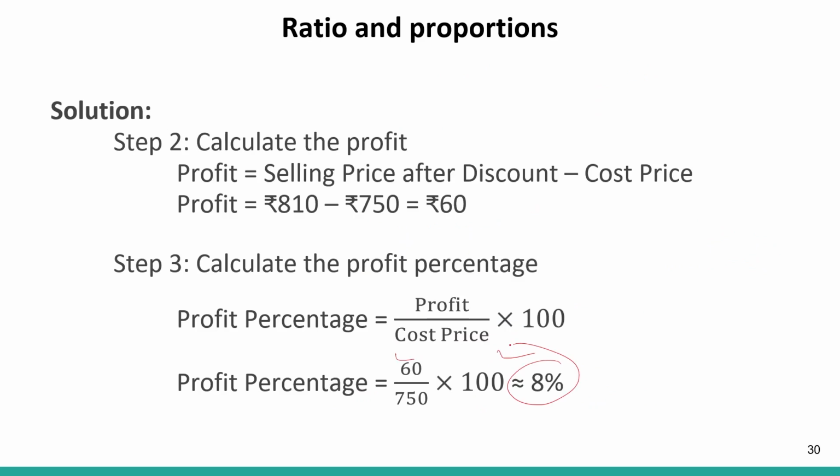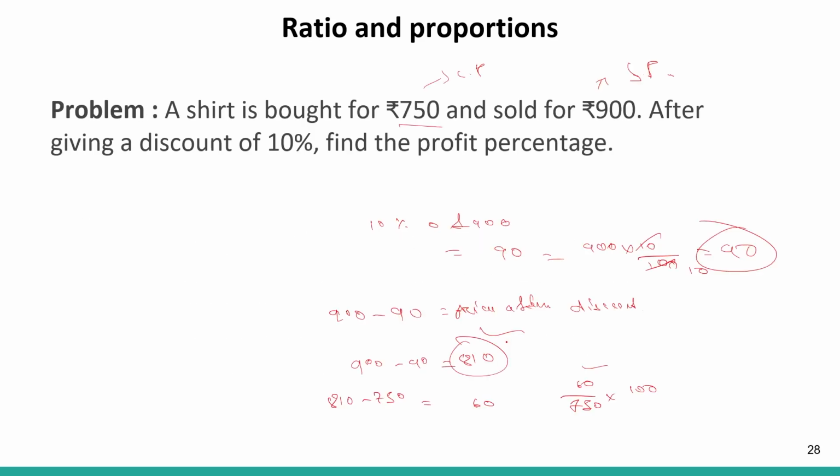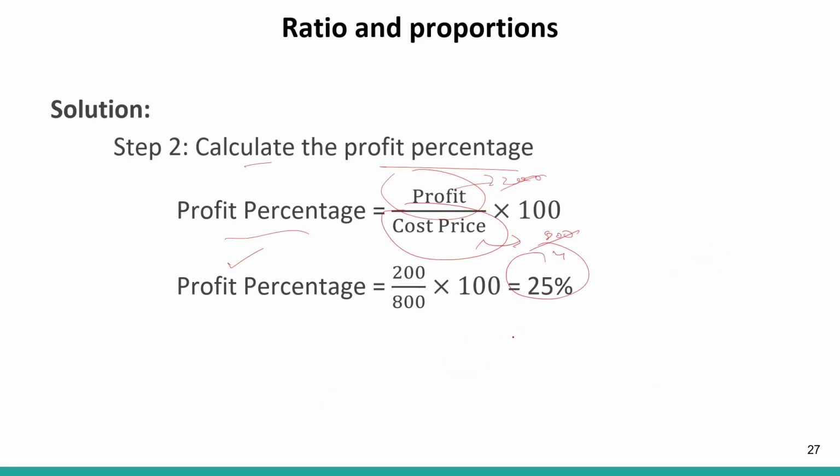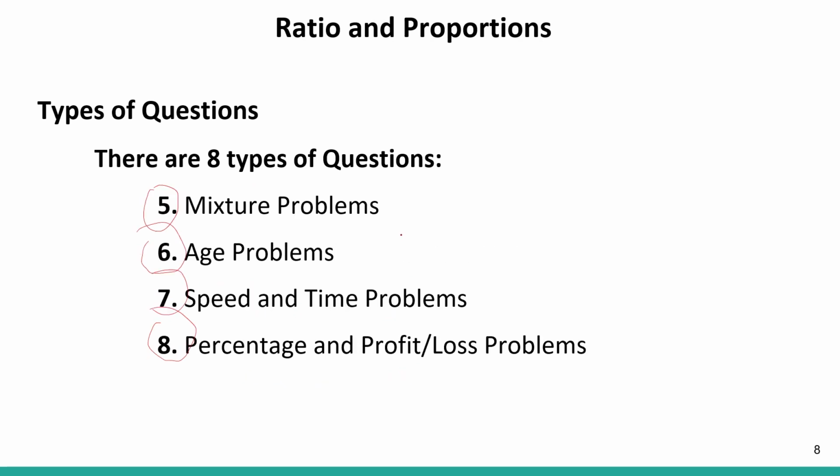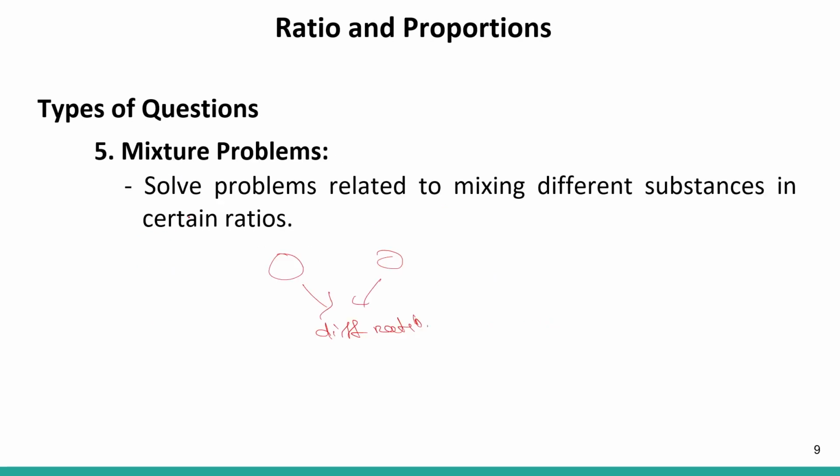So since we have covered many types of problems, let's revise them so that we could keep it in our head. Okay, so we saw the types of problems, that is simple ratio problems, proportional division problems, combined ratio problems, inverse proportion problems. Then we saw mixture problems, age problems, speed and time problems, percentage and profit and loss problems.